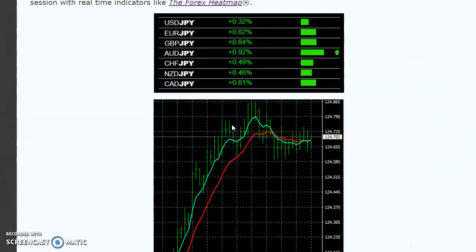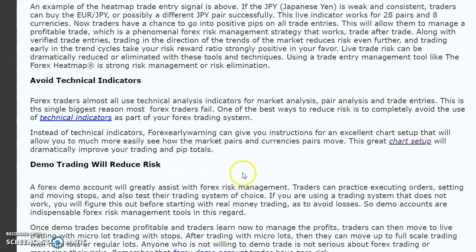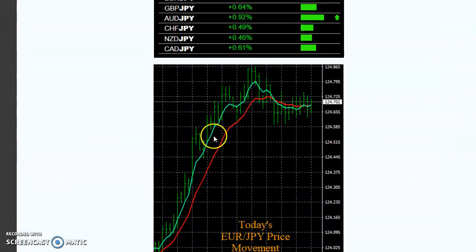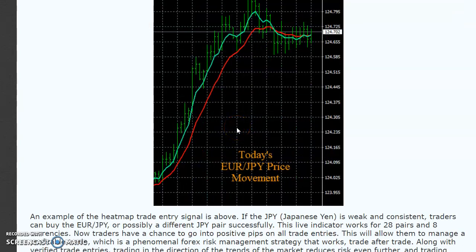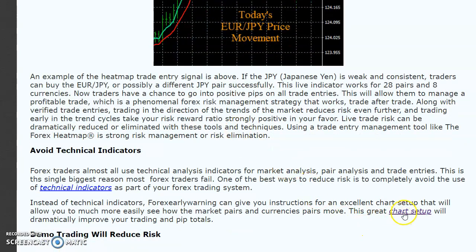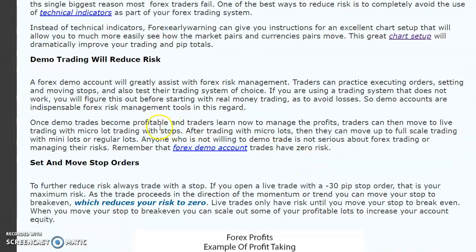You need to go with the individual currency strategies like the one you see here for the yen pairs, and it works for 8 currencies. Instead of technical indicators, we can give you a chart setup that has really no indicators. It's basically lining up all the yen pairs side by side so you can see the movements more clearly when the yen is weak and the yen pairs are all moving. You can look at 7 charts at a time and it matches the Forex Heatmap readings. Fantastic chart setup, avoiding technical indicators.